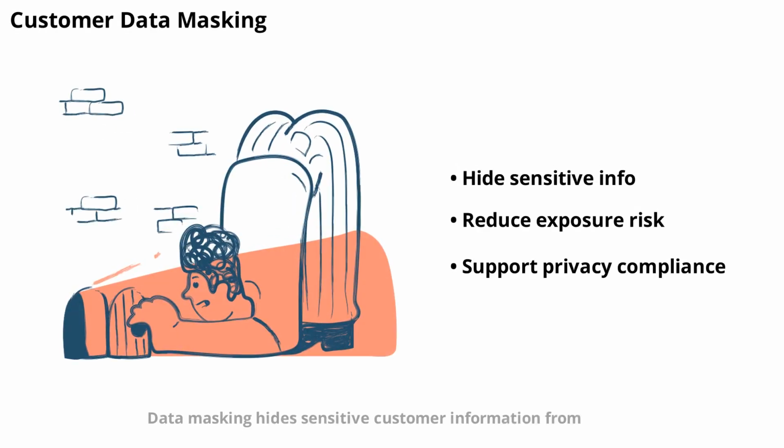Data masking hides sensitive customer information from users who don't need to see it. For example, you can mask credit card numbers or social security numbers, showing only the last few digits. This reduces the risk of accidental exposure and helps comply with privacy regulations. Enable data masking features in your support software to protect customer privacy.